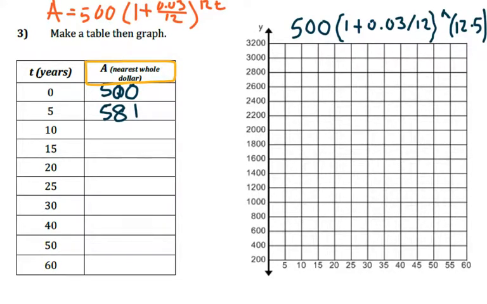And then we're going to continue this process, and we're going to write it out. We would have 500 parenthesis 1 plus 0.03 divided by 12, close your parenthesis, and raise that to the 12 times 10 in parentheses. And when we put this into our calculator, we find that it is 674.67, and it continues on from there. We'll round it to the nearest whole dollar. That would be $675.